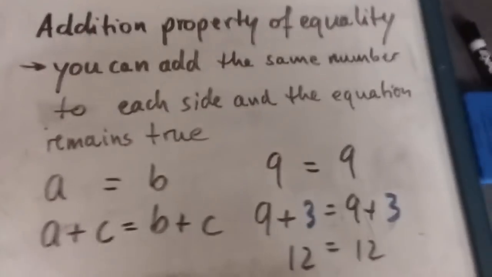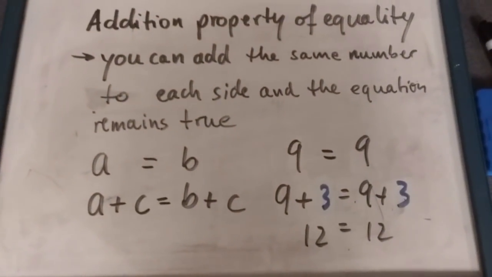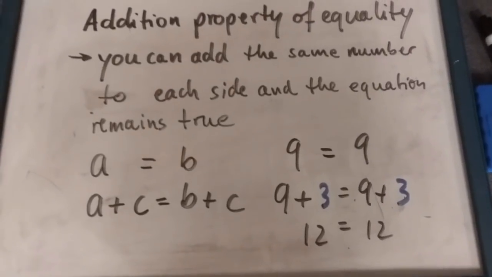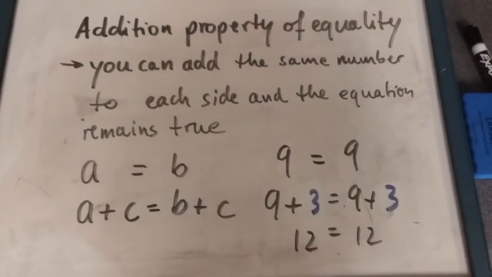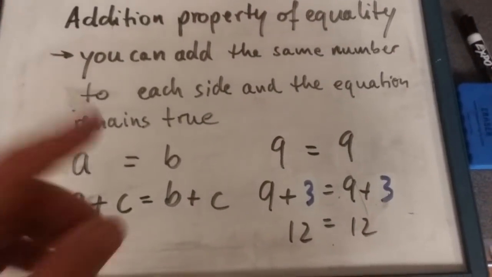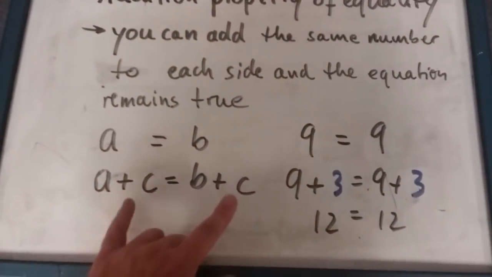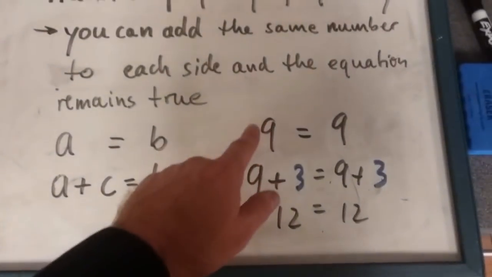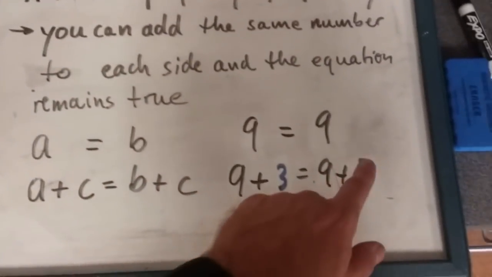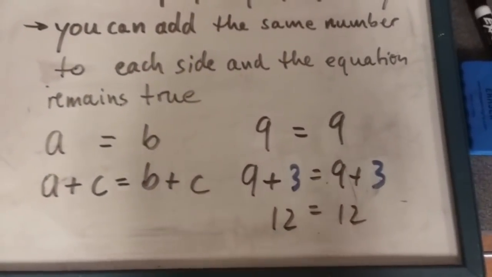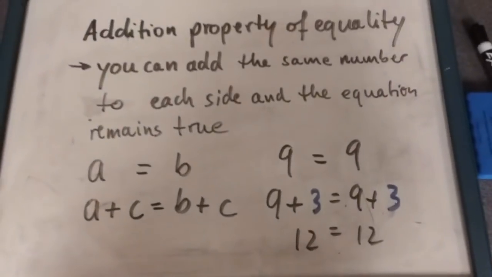So, the addition property of equality. You can add the same number to each side of the equation, and the equation remains true. So if you have A equals B, you can add C to each side, and that's still true. Or 9 equals 9, we added 3 to the side, and now we have 12 equals 12, still true.